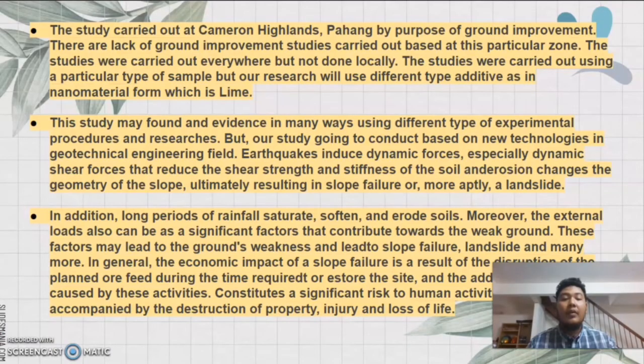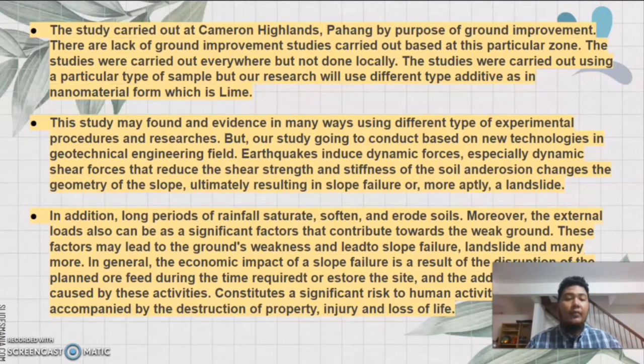The problem statement, we have 3. The study carried out of Cameron Highland, Pahang, by purpose of ground improvement. There are lack of ground improvement study carried out based at this particular zone. The study will carry out everywhere, but not done locally. The study will carry out using a particular type of sample, but our research will use different type additive as in nanomaterial, which is lime.